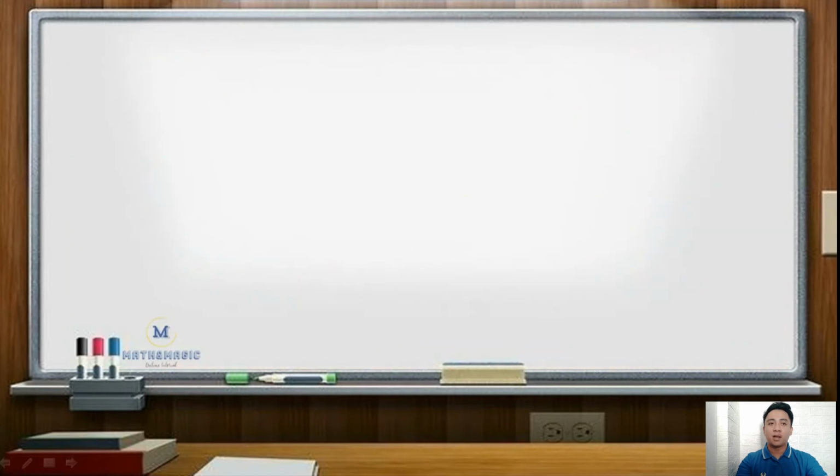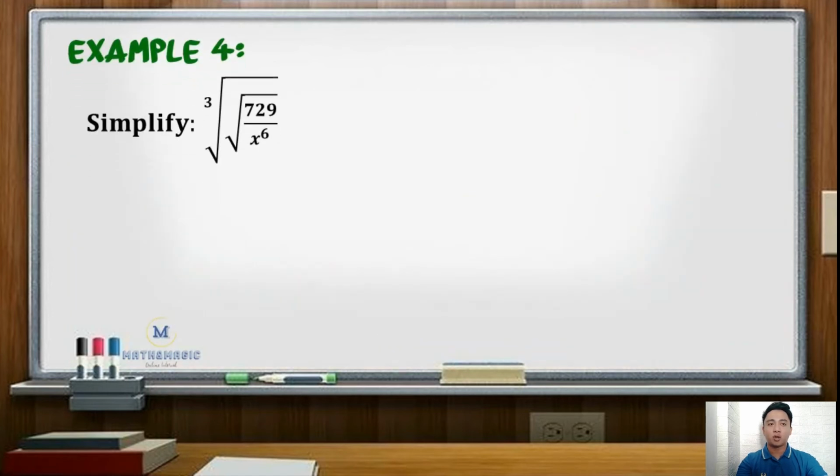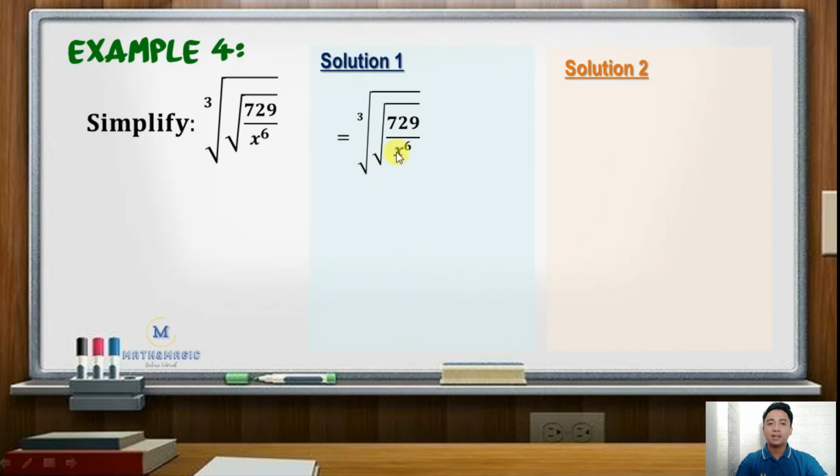For our last example, simplify the radical expression, the cube root of the square root of the quantity 729 over x raised to 6. For this item, there are two methods that we can use. First is by simplifying the innermost radical until it reaches the last radical sign. Here we will perform first the innermost radical symbol, square root. The square root of 729 is 27. Then for x raised to 6, that is x cubed, since we can get 3 2's from 6.